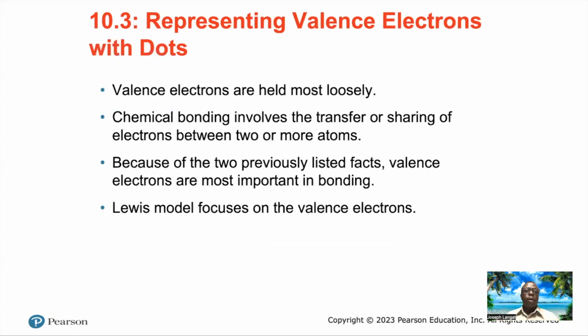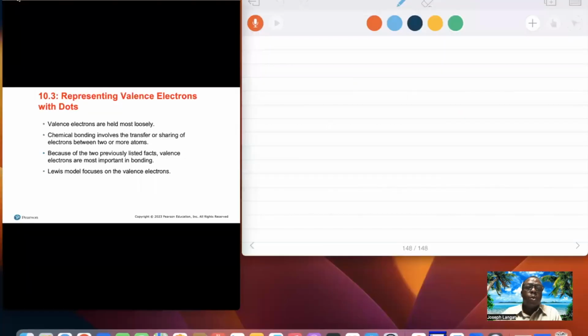All right, let's see, representing valence electrons with the dots. First of all, given the periodic table, you should be able to predict the valence electrons, group number for main group, all right?